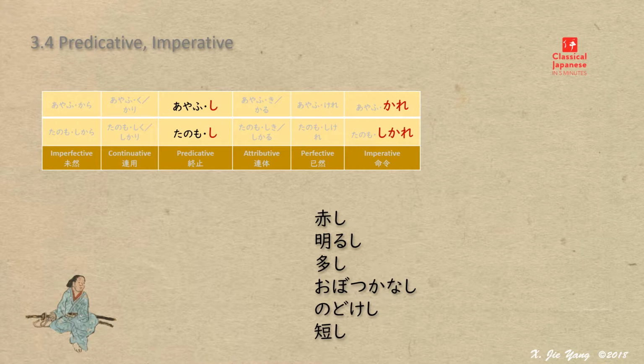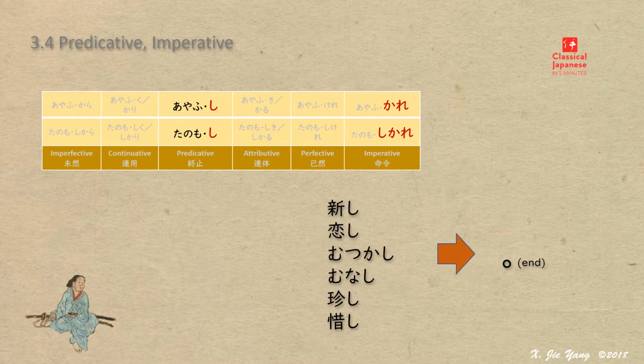Examples of adjectives in the predicative form. The predicative form is the form used in a dictionary for adjectives, thus there is no change in the ending. 赤し、明るし、多し、おぼつかなし、のどけし、短し.